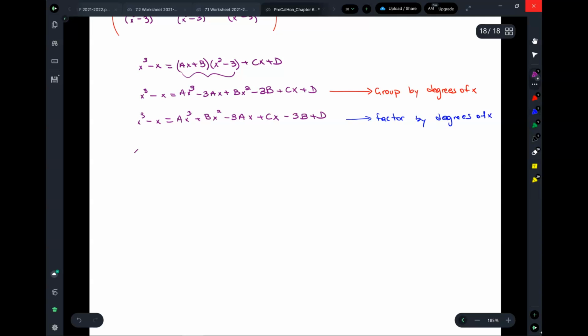Here's how that works. You have x cubed minus x equal to ax cubed. That term's alone, right? There is no other x cubes. The bx squared is alone too. There's only one x squared term. Now look here. Do you see how both of these have an x term? You're going to factor out the x. So you're going to get plus, in parentheses, negative 3a plus c times x. Cool? And then plus, this is another term. It's all constants. I'm going to lump them together.